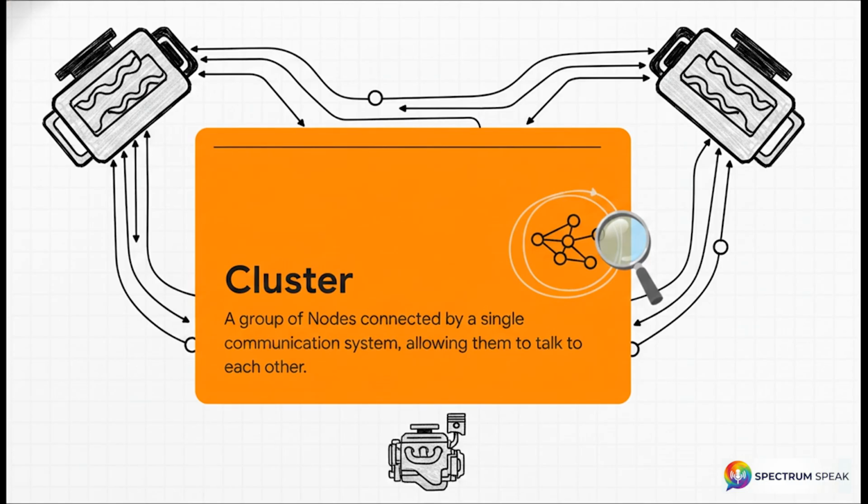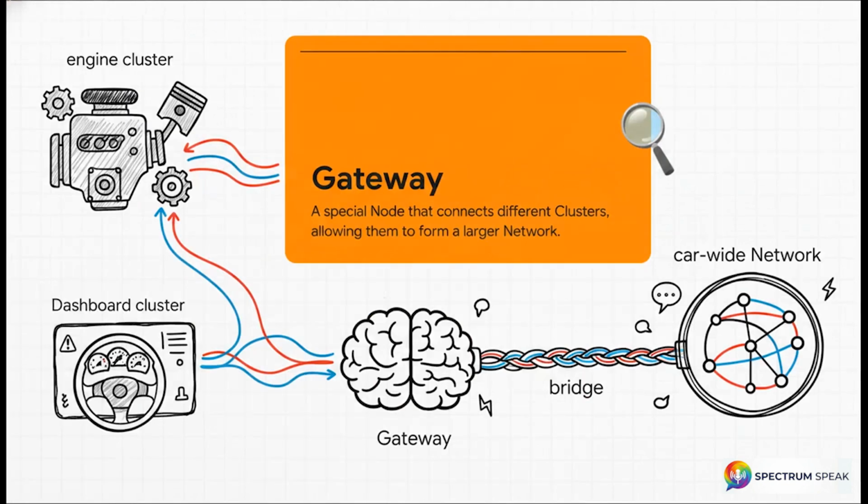You can think of this like a small team or a department. For instance, all the nodes that have to do with the engine, fuel injection, emissions, cooling, they might all form a single powertrain cluster. They're all in the same little group, speaking the same lingo. But wait, what if that engine cluster needs to tell the dashboard cluster what the RPM is? They're in totally different departments.